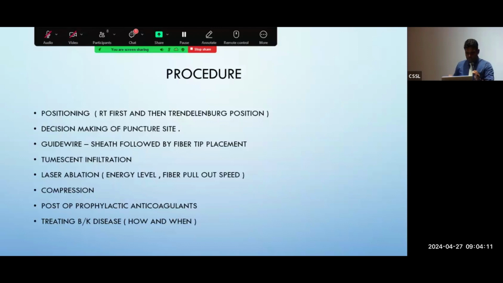Then we put a guide wire and then a sheath, and then we infiltrate anesthesia around the vein, which is tumescent anesthesia, which has three functions. One, it anesthetizes. The second one is it compresses the vein. Third, it minimizes the heat damage of the surrounding tissues. Then we do the laser ablation, put compression immediately after the procedure, and we selectively give prophylactic anticoagulants, which is 1 dose of enoxaparin for selected patients.